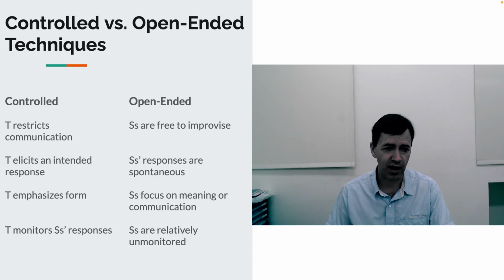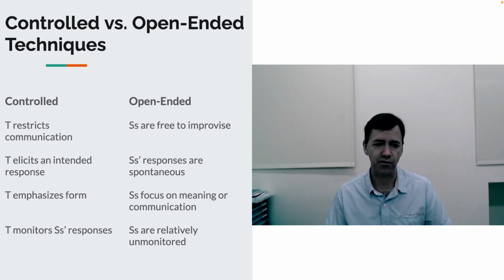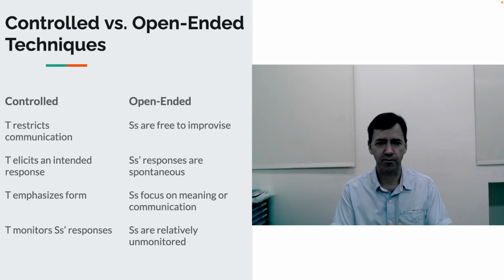Controlled, the teacher emphasizes the form. Open-ended, students focus on meaning or communication. So this is a big difference. In a controlled technique, what we want is for the students to just use the form. And so it becomes a technique of accuracy, right?